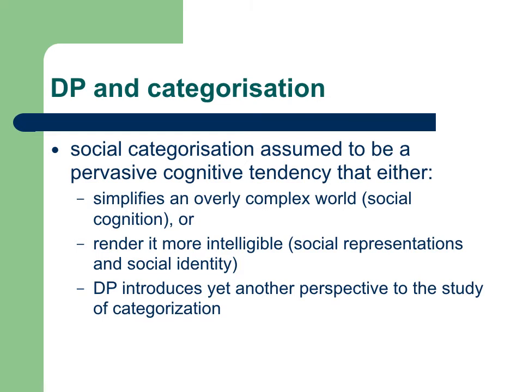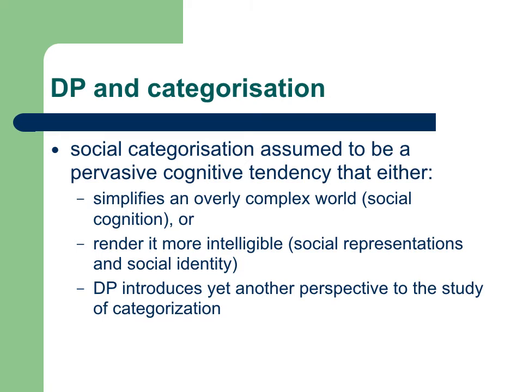Okay, so we've just contrasted discursive psychology, its approach to the study of attitudes, with traditional social psychological approaches. Let's do the same with categorisation, or social categorisation in particular. Now, within social psychology and cognitive science and philosophy and linguistics, social categorisation is assumed to be a very pervasive cognitive tendency. And various functions have been put forward to account for why this is a very ubiquitous phenomenon. One of them is that it simplifies an overly complex world.